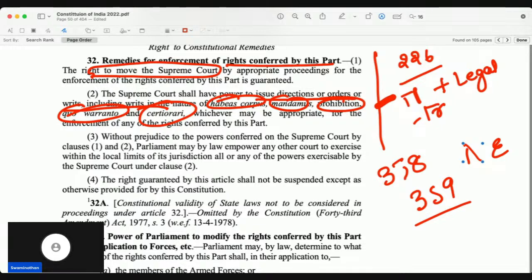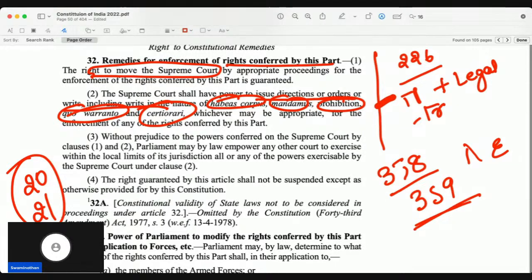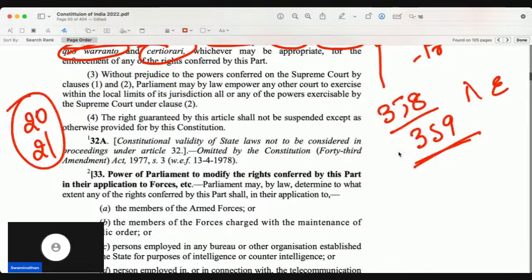If the national emergency is imposed on other grounds, so there are two grounds of imposing the national emergency. One is external aggression or war, and another is armed rebellion. So if the national emergency is imposed on any other grounds, all other fundamental rights, except those rights which are given under Article 20 and 21, cannot be suspended. Apart from that, other fundamental rights can also be suspended. So these are provided in these two articles, 358 and 359, that during the operation of the national emergency, fundamental rights can be suspended on certain occasions as per Article 358 and 359, right?